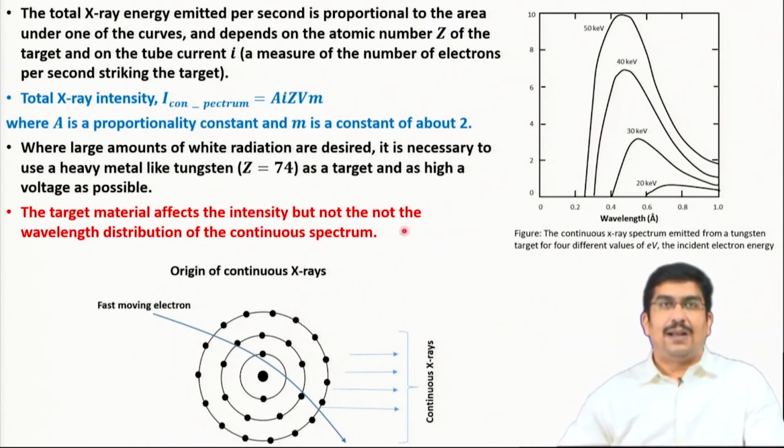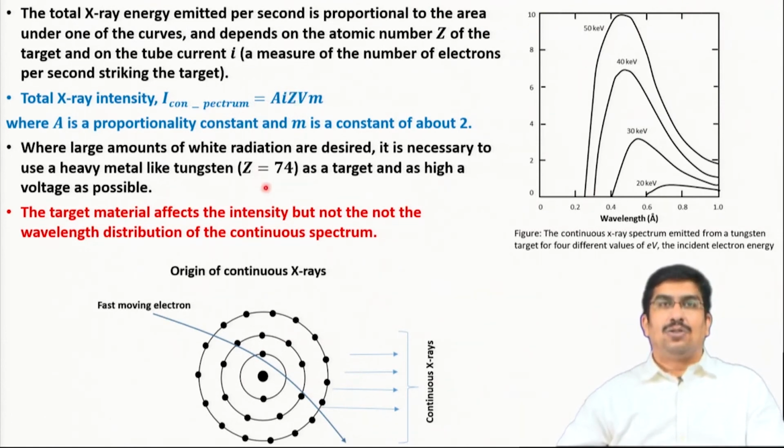So finally, the intensity of this continuous spectrum we can relate to A, I, Z and V to the power M, where A is a proportionality constant and M is another constant of about 2. The variables here are I, Z and V. V is again the accelerating voltage, I is the current, meaning the total number of electrons hitting the target, and Z is the atomic number of the element.